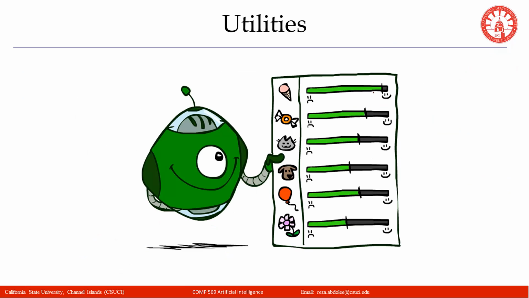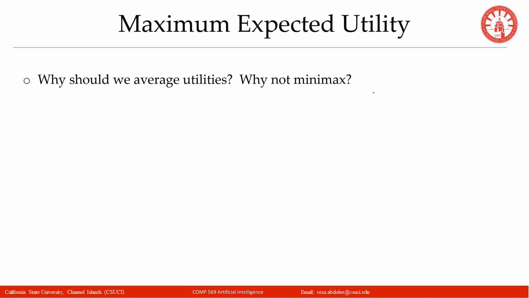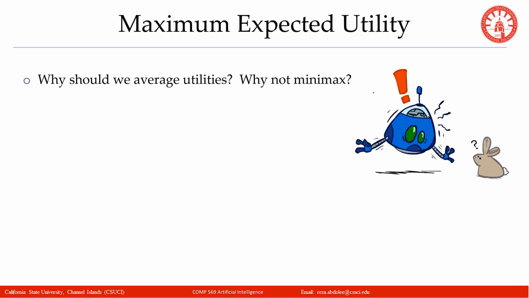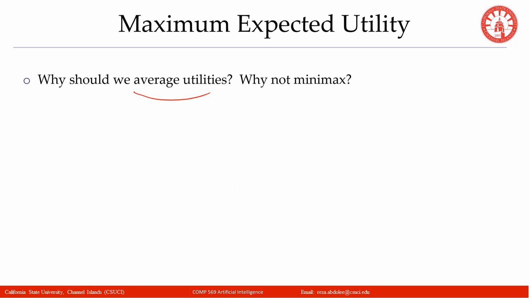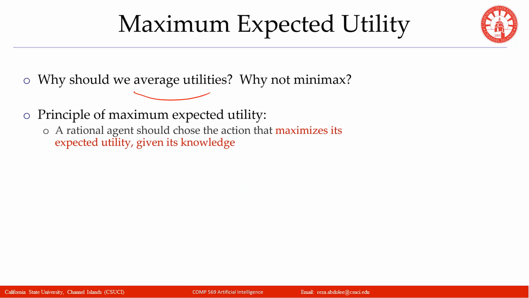Okay, so we talked a lot about utilities, and now is the time to talk about how we can define or compute those utilities in our game. In expectimax, we said that we need to average utilities. And so the question is, why not use minimax? Why do we need to do all these things and not simply use minimax?